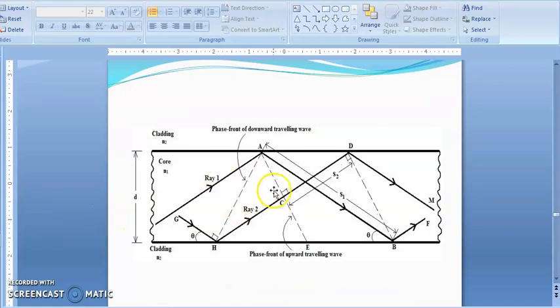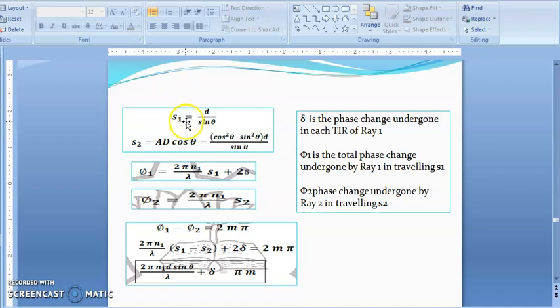So this is the S1 distance. This is the S2 distance. So between these two wave fronts, the phase difference between S1 and S2 should be 0 or multiples of 2 pi. So we should find what S1 is. S1 is equal to d by sine theta, by using trigonometric formulas. S2 is equal to AD cos theta.